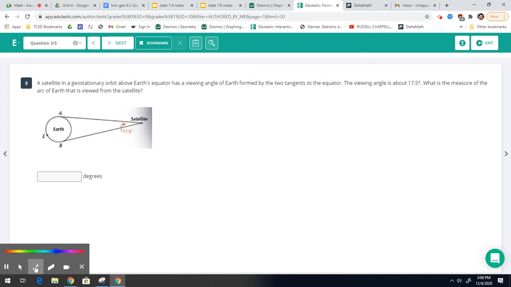Okay, a little word problem here. A satellite in a geostationary orbit above Earth's equator has a viewing angle of Earth formed by two tangents to the equator. So here's your two tangents. The viewing angle is about 17.5 degrees, which they have here. What is the measure of the arc of Earth that is viewed from the satellite? So if this is the satellite, they can see this arc right there.